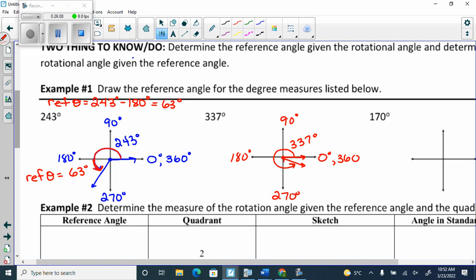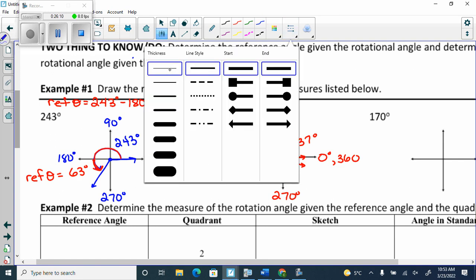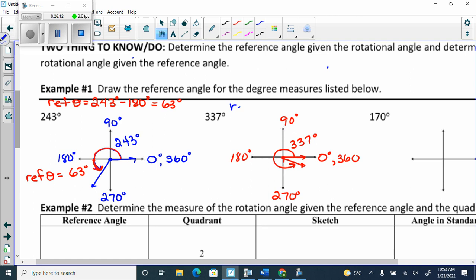How do I get my reference angle in quadrant 4? Reference theta. I always want to finish off the whole circle. So I go 360, and I take off the angle, 337, and I'm left with 23 degrees. So this little angle in here is reference theta equals 23 degrees. Okay?